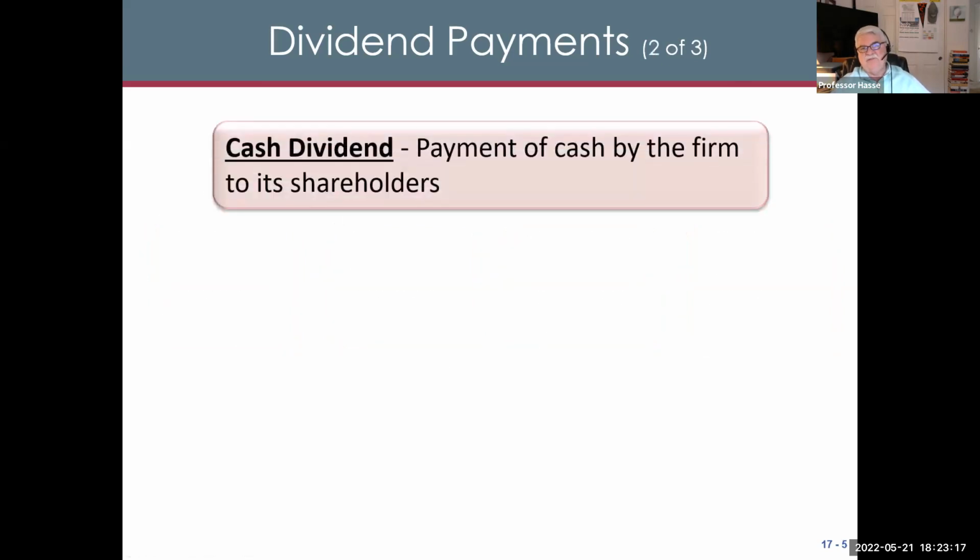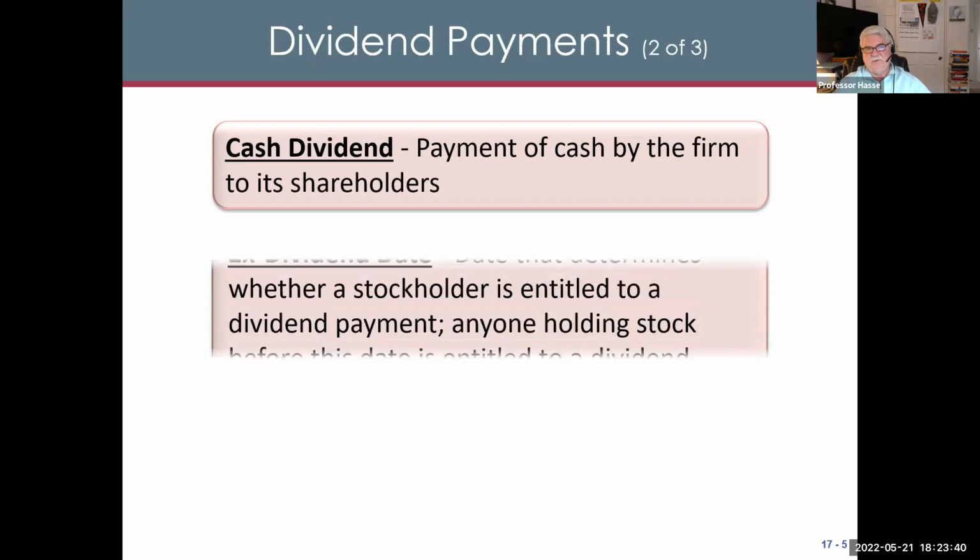There's a cash dividend: payments of cash by the firm to the shareholders. Just the other day, I got a $2.30 dividend check from American Corporation. Wow, I'm rolling in it. I could go out and maybe get a slice of pizza. Big deal. You know what? I can't even get a slice of pizza for $2.30. But a cash dividend is actually cash payments made to the investor.